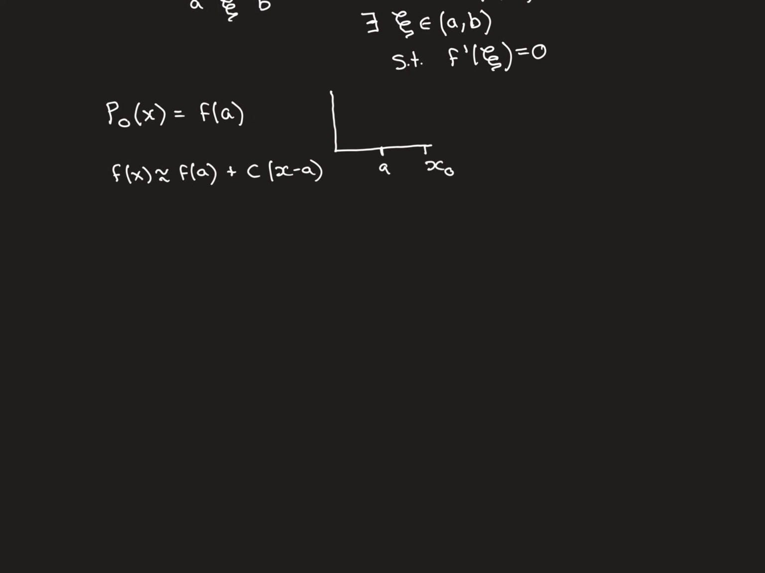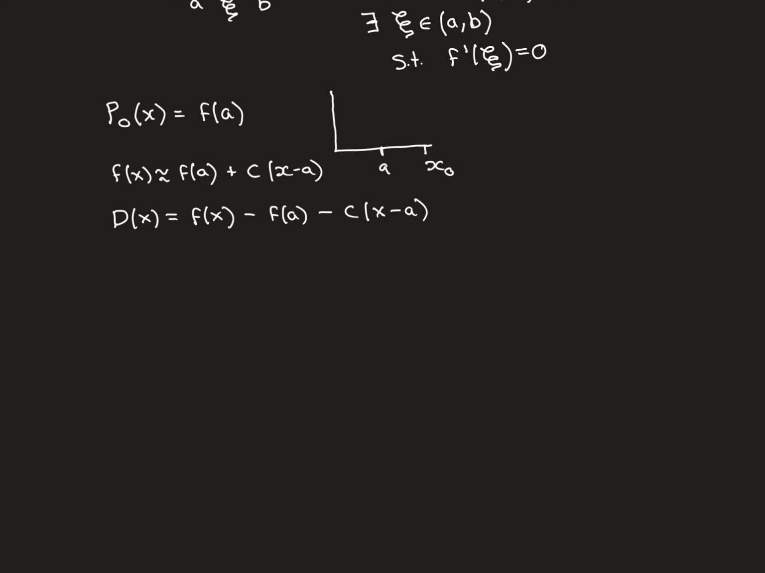So what you can now do is consider the difference between the two functions. I'll call this d of x. So we can define d of x to be equal to f of x minus this new approximation, which is the zeroth Taylor polynomial plus this additional correction term. So we've now got some new function. And what can we say about this?